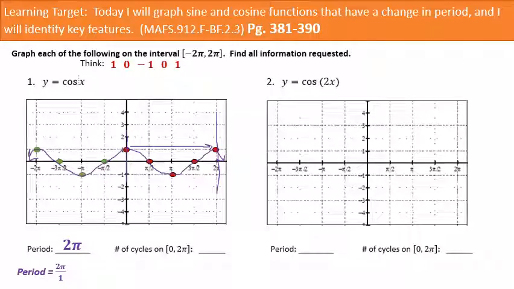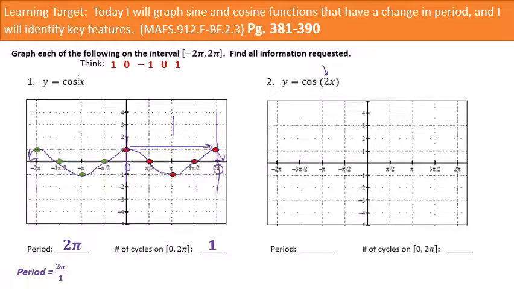From 0 to 2 pi. Now, how many cycles do we see from 0 to 2 pi? Well, we only see one distinct wave. So far, so good. That should, by now, hopefully be pretty straightforward. Now, look what happens when we add this 2 here. Let's see how we're going to graph this.